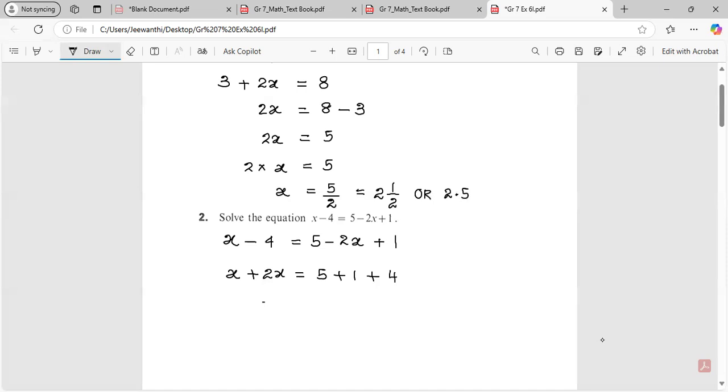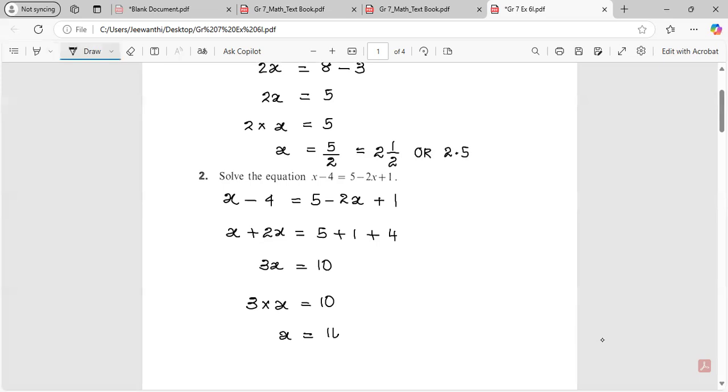x and 2x, what is the answer? It is 3x. So then 5 plus 1 is 6, 6 plus 4 is 10. So then 3x, meaning 3 times x, equal to 10. And x is equal to 10 divided by 3, again the same way. You can write this as 3 and 1 over 3. No need to get the decimal value here because it gives us a recurring decimal. So no need to go for that step. You can keep it as a mixed number.